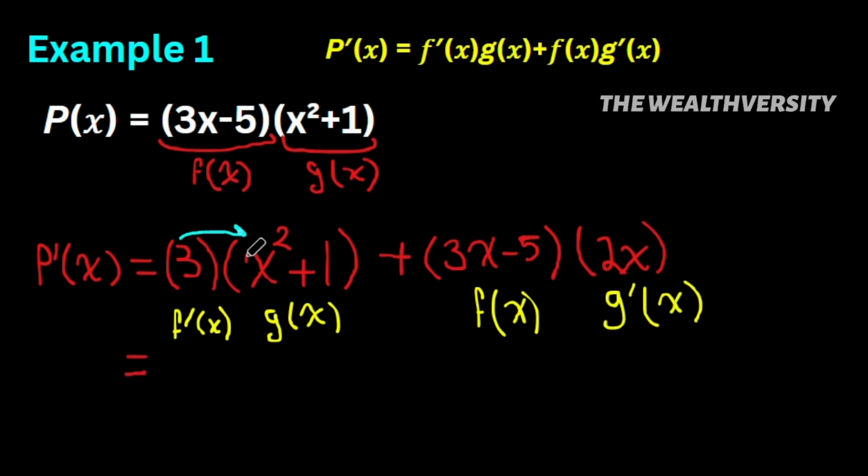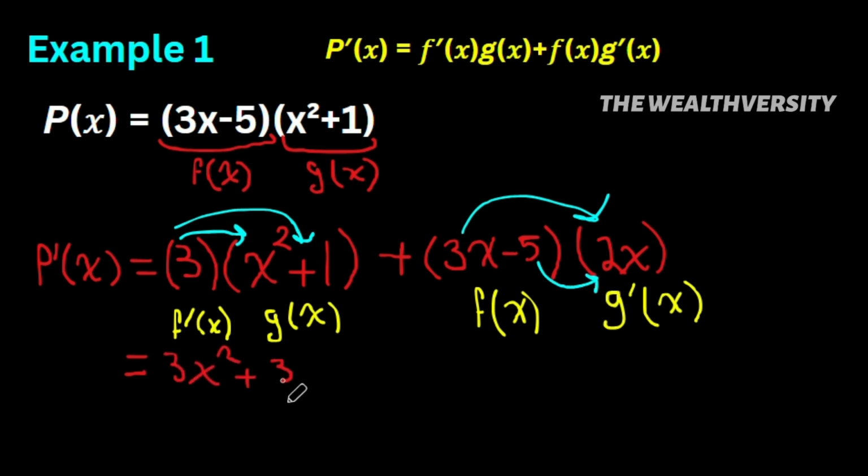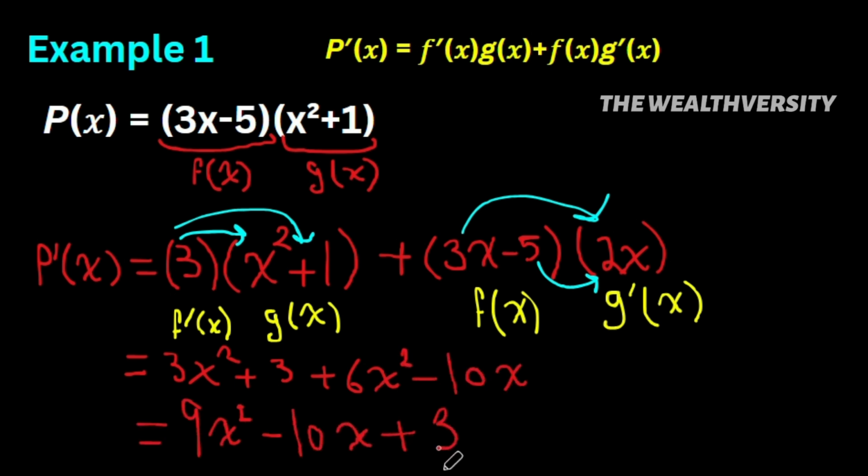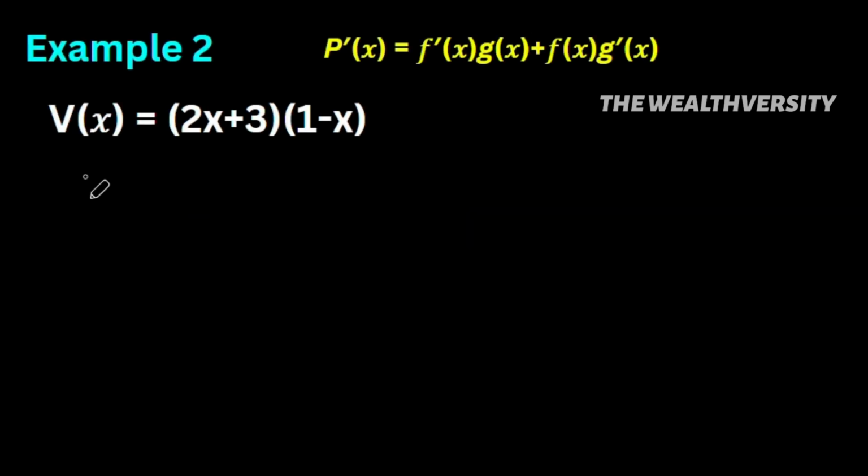Next, distribute the 3 into the bracket, so multiply 3 by x squared and 1, and multiply 2x by 3x and 5. We get 3x squared plus 3 plus 6x squared minus 10x, which will equal 9x squared minus 10x plus 3. Let's take a look at the next example.